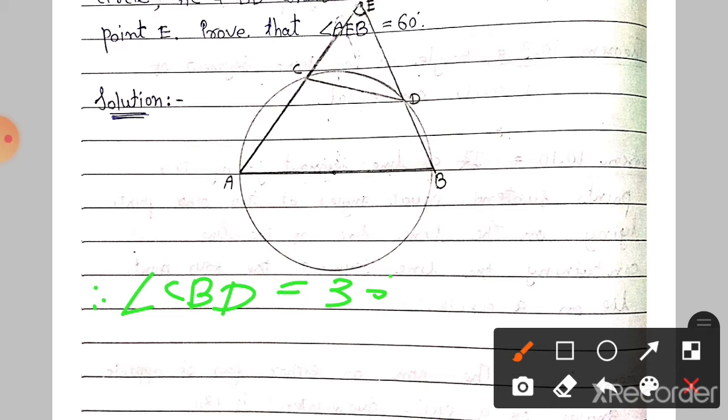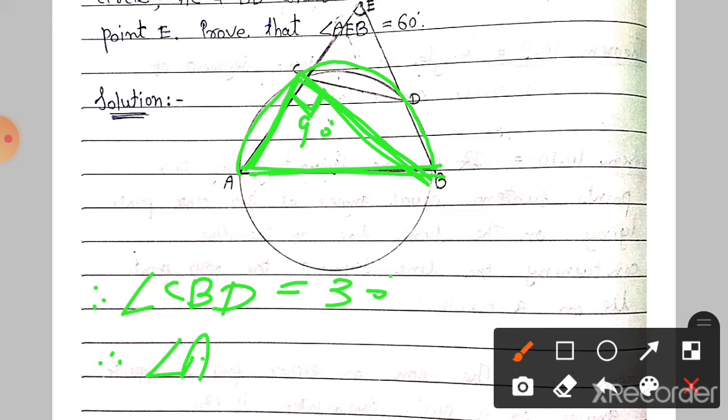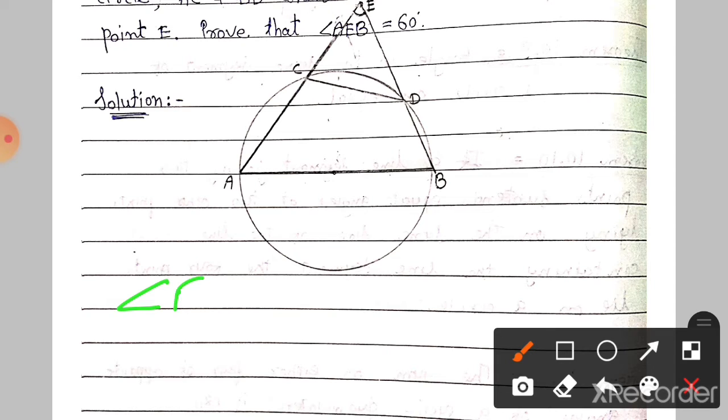See students, this is the semicircle. Yes or no? And in a semicircle, this angle is always 90 degrees. Yes or no? Correct? So therefore angle ACB is equal to 90 degrees. So angle BCE is equal to BCE.